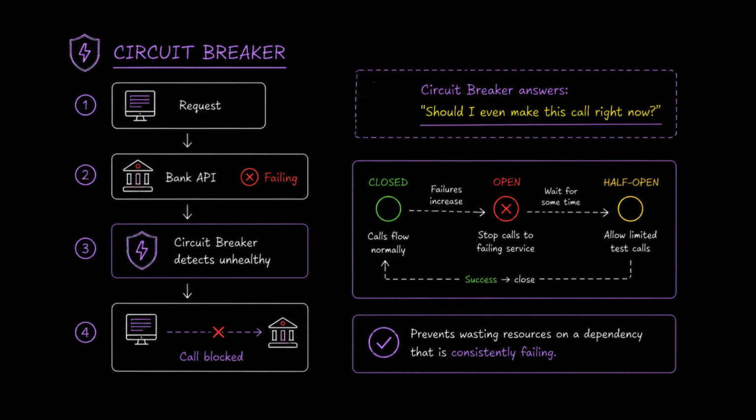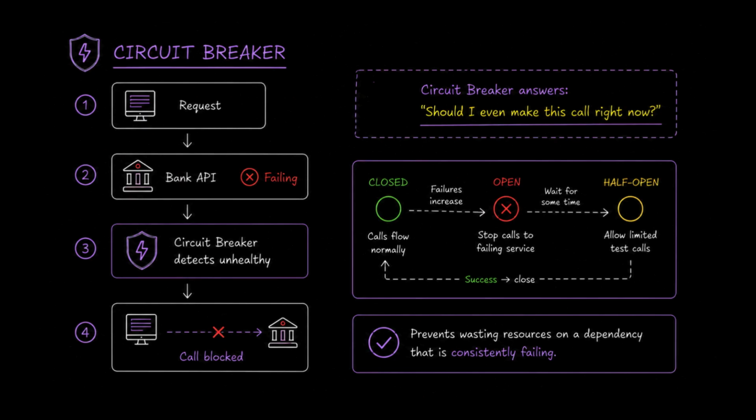Now suppose the bank API is not experiencing a temporary failure. It has been consistently failing for some time. At this point, continuously retrying or sending new requests does not make sense. The circuit breaker detects that the dependency is unhealthy and stops the calls from reaching it, right? So circuit breaker answers, should I even make this call right now?